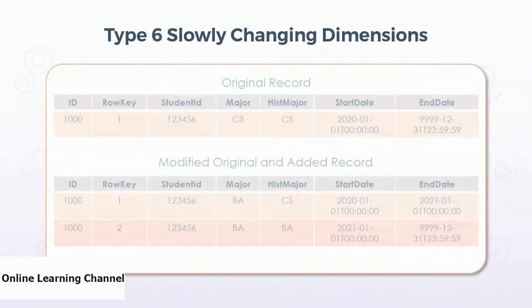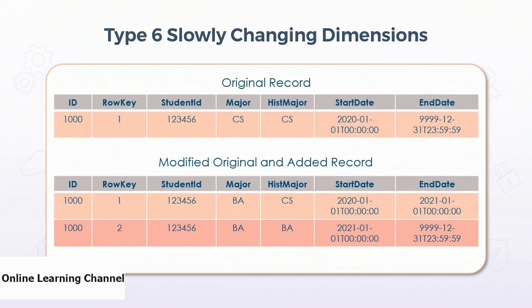And finally, we have type 6, which is a combination of previous types. In this example, there's one student table. When a new student record is added, it's added to the table with a start date of the transaction date time and an end date which has the year 9999 and represents an open end date. Then when the student record is changed, as shown in the bottom table, the existing record's end date is set to the transaction date, and a new record is added with the start date of the transaction date and again the year 9999 to represent an open end date.